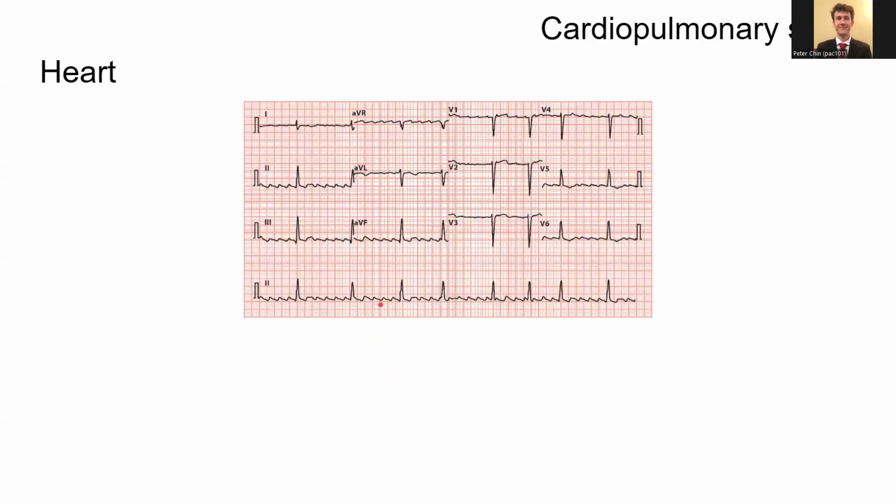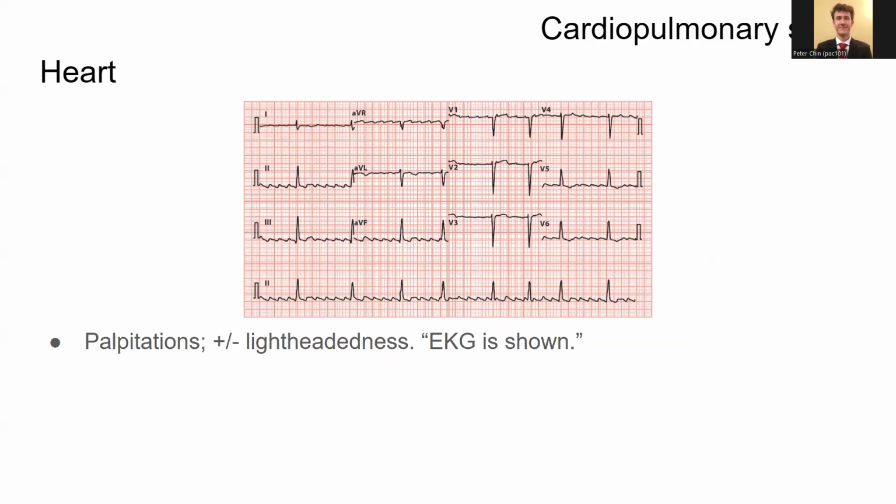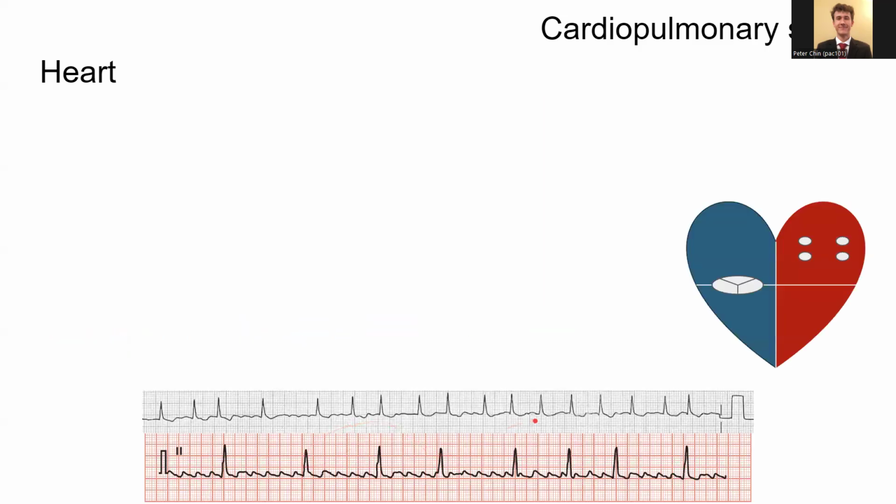So if you look at this EKG, they might present with the same symptoms, palpitations. They may or may not have lightheadedness. They may or may not have gotten close to or passed all the way out. And then again, the EKG is shown. In this case, this is atrial flutter. So, like I said, we would come back to these EKGs.